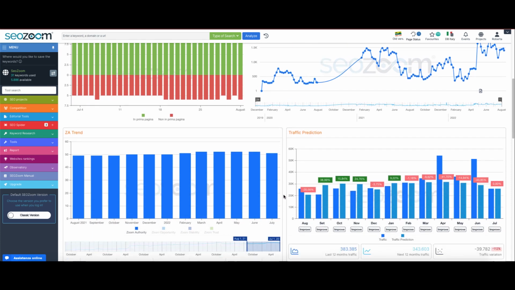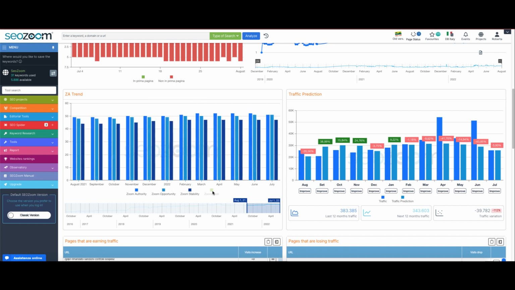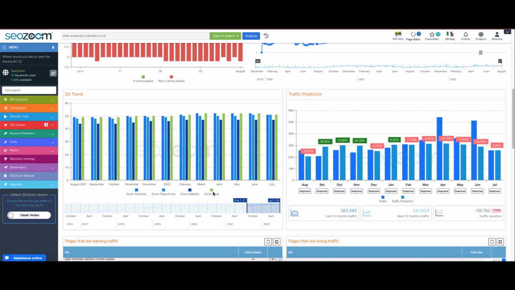Scrolling further down, here we have the Zoom authority trend, also in terms of opportunity, stability, and trust, so to see over time how these metrics have changed, and a traffic prediction graph, where we can look at the estimated traffic considering the seasonality of the keywords. Here we can see if in the next 12 months, compared to the previous months, and in terms of keywords ranking within the top 10, we can expect a positive or negative trend.